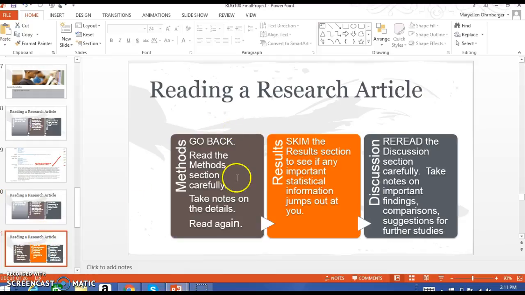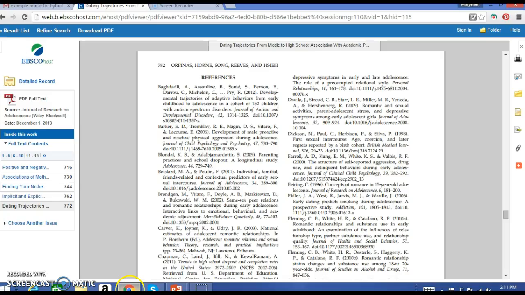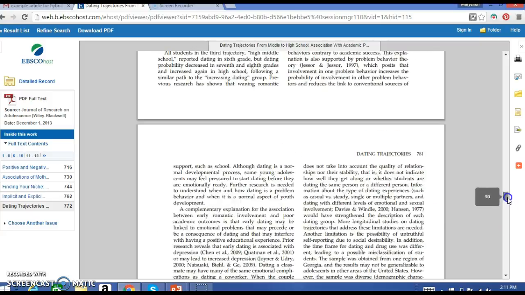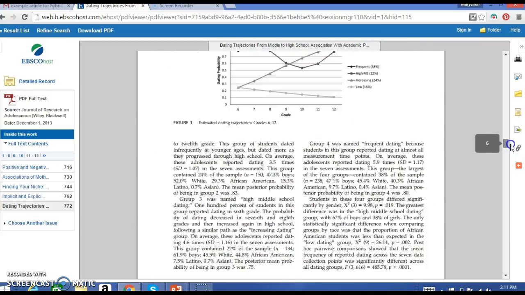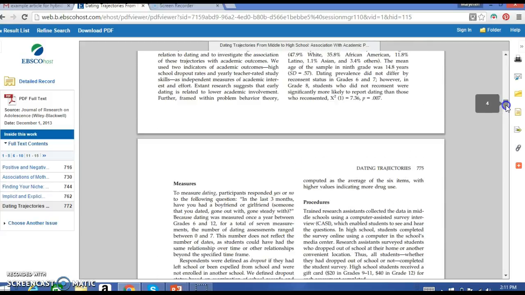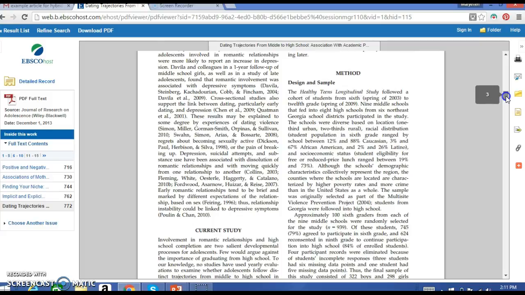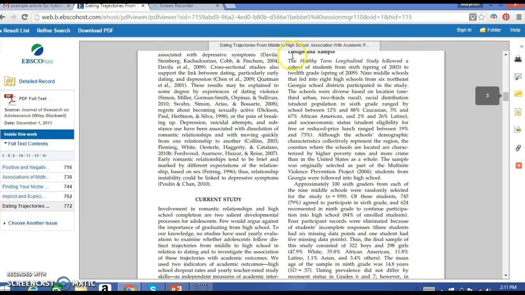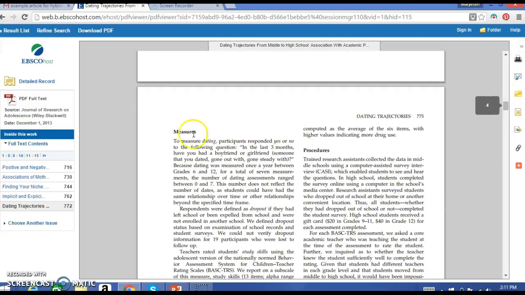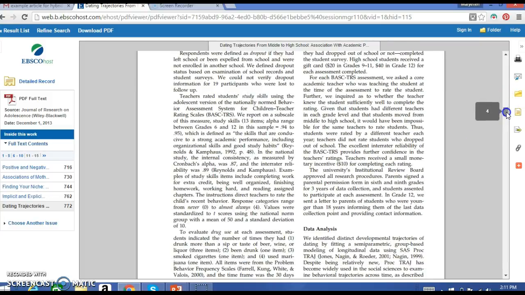Then you do go back to the methods, and you skim the results, and then you reread the discussion carefully. So you do go back to the methods at this point, because this is also part of your personal inquiry journal, and you look at the methodology they employed. So this is where I would go back up to right by that current study, right? And it tells me the design of the research, the sample that they used. Right here it tells me 106 graders from each of the 9 middle schools were randomly selected, et cetera, et cetera. Moving on here, how they measured, the procedures that they used, and these details are important, right?